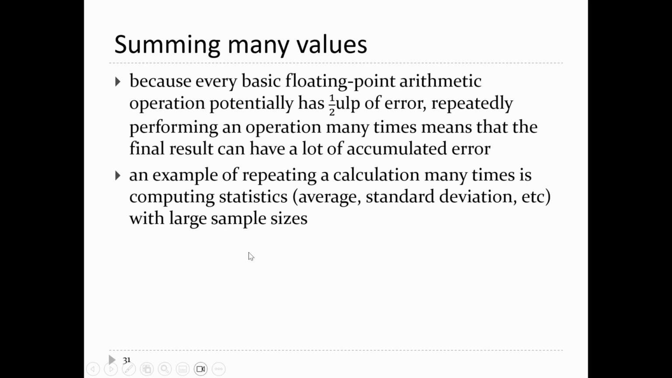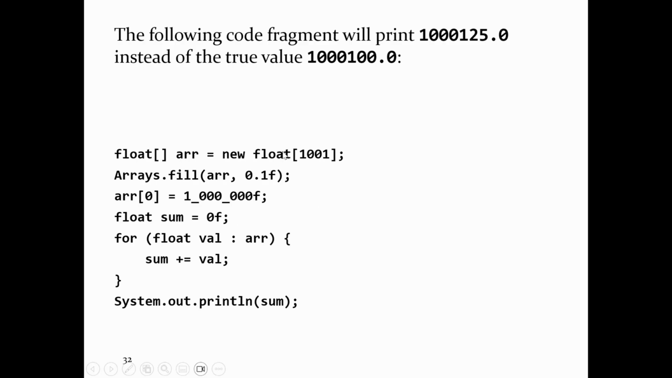Now, what is the operation that most of you are familiar with where you might have to do things over and over and over again? Well, it's if you compute an average value, right? I've got lots of numbers, I want to compute its average, I have to sum a bunch of values together. So here, I'm going to sum 1,001 values together. I'm using float because it's a little easier to see the errors with float than with double. Float has fewer digits of precision.